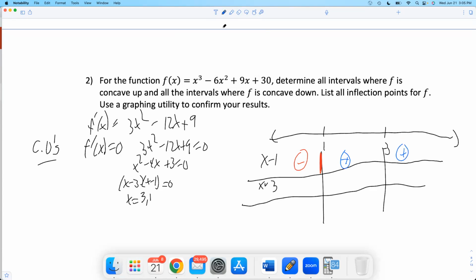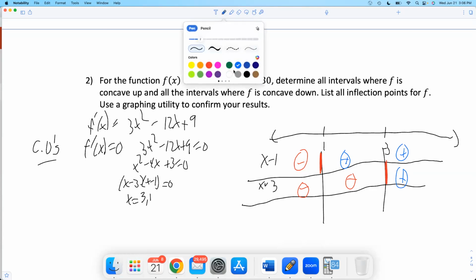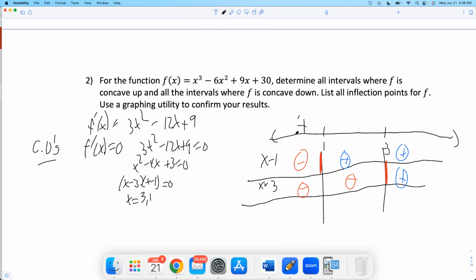Same with this guy. Where is he going to switch? He's going to switch at 3, and he's going to be negative before 3 and positive after. And look, you end up with this nice little triangle of negatives if you've done this right. And now in each region, we're just going to count our negatives. 2 negatives makes a positive. Switch my color back to positive. In this region, I've got 1 negative. A negative times a positive is a negative. 2 positives makes a positive.